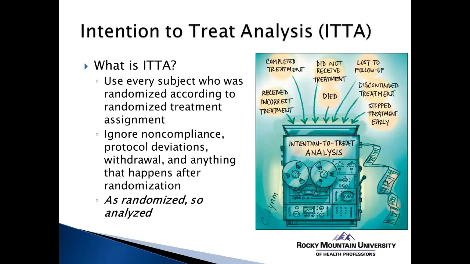So in other words, intention to treat analysis includes every subject who is randomized according to their randomized treatment assignment. So it basically ignores non-compliance or reduced compliance, any protocol deviations, withdrawal, and anything that could happen after randomization. So kind of the classic description of ITT analysis is once randomized, always analyzed.